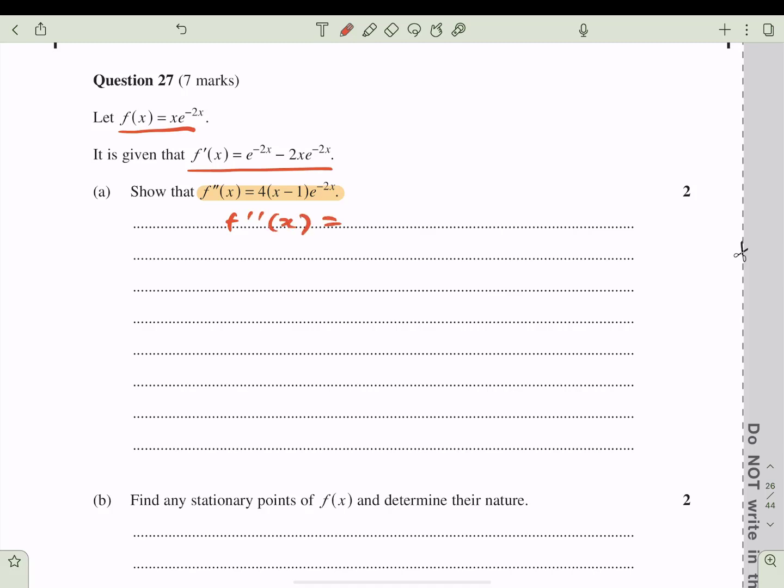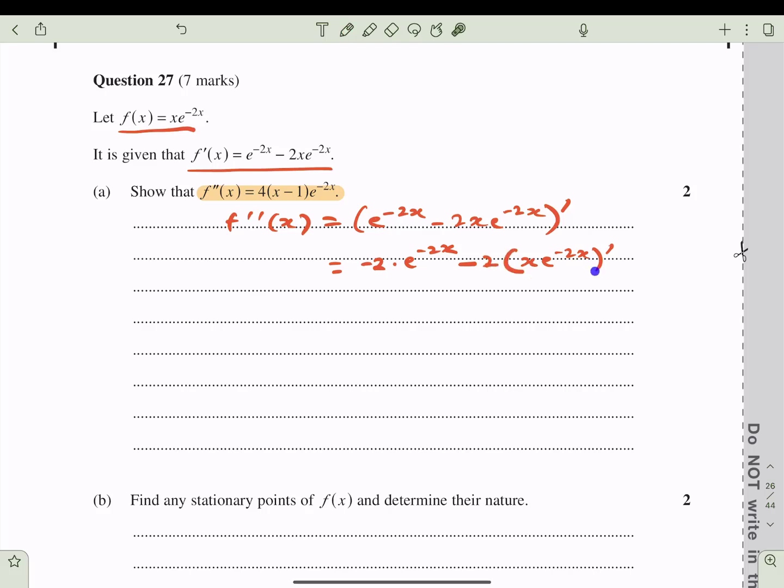f''(x) is equal to the derivative of e to the power negative 2x minus 2x e to the power negative 2x. Okay, so differentiating that, we need to remember to use chain rule here. So when we differentiate e to the power negative 2x, we need to use chain rule, so that's going to be negative 2 times e to the power negative 2x. And then we also need to differentiate 2x e to the power of negative 2x. Now, this is quite hard. Let's factorize out the 2, and then we should be able to see something here.